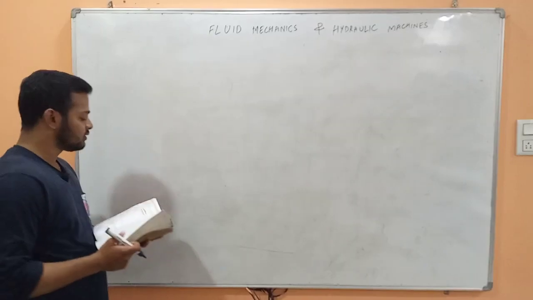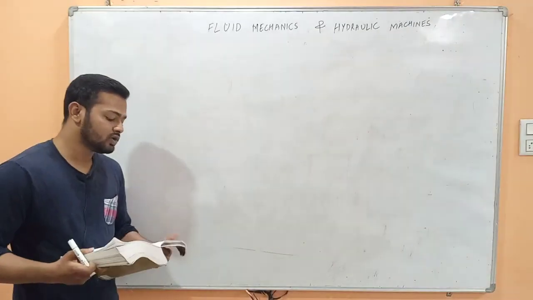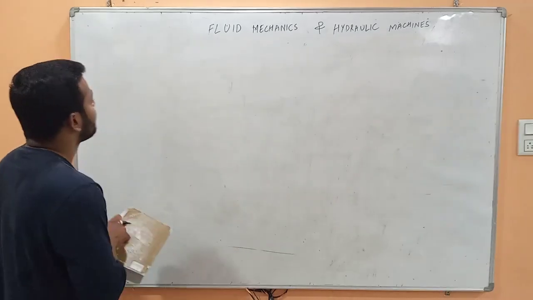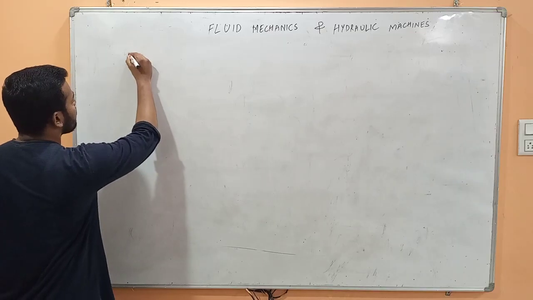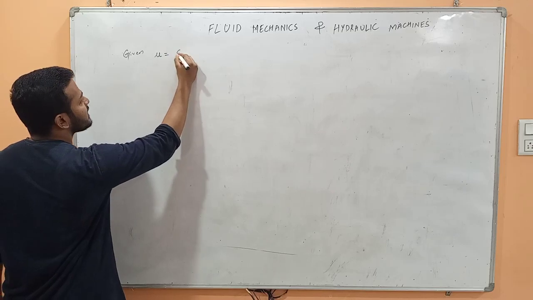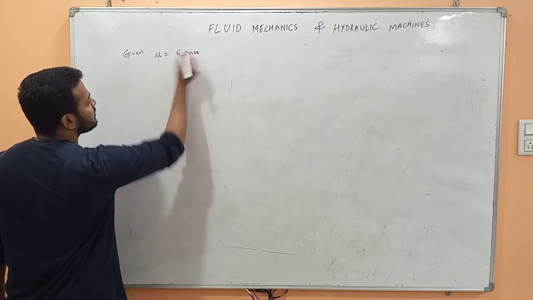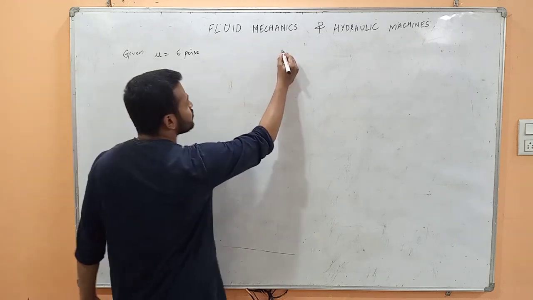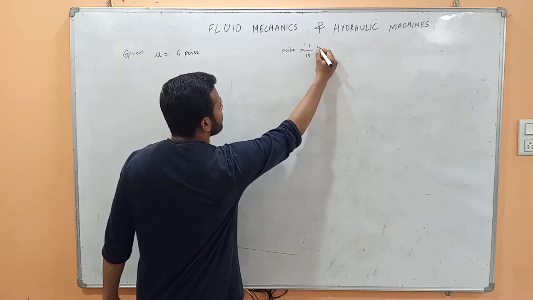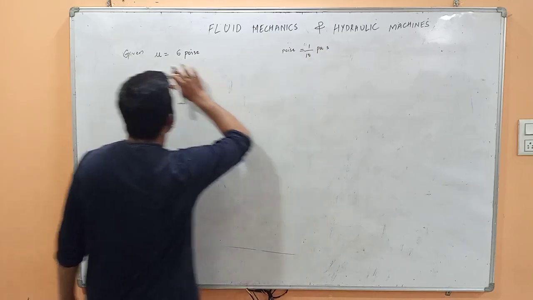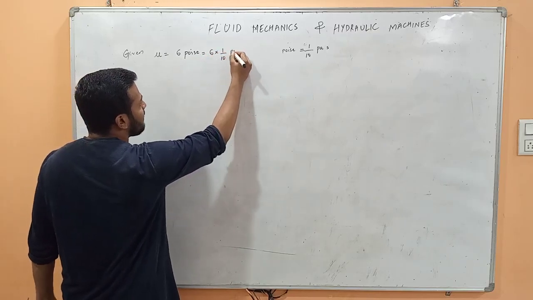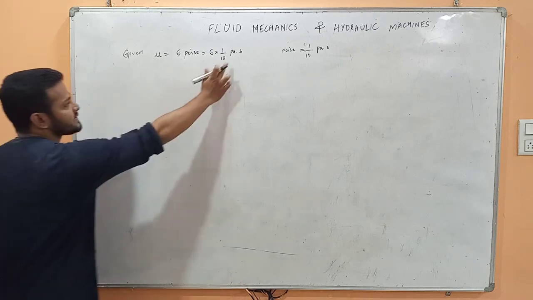Okay, I'll read out the question. The dynamic viscosity of an oil used for lubrication between a shaft and sleeve is 6 poise. So the value of viscosity is given in the question. I told you in the last class, 1 poise is equal to 1 by 10 Pascal second. So Pascal second is the SI unit of mu, not poise. So in place of poise, I have to write 1 by 10 Pascal second. This is the SI unit of mu.